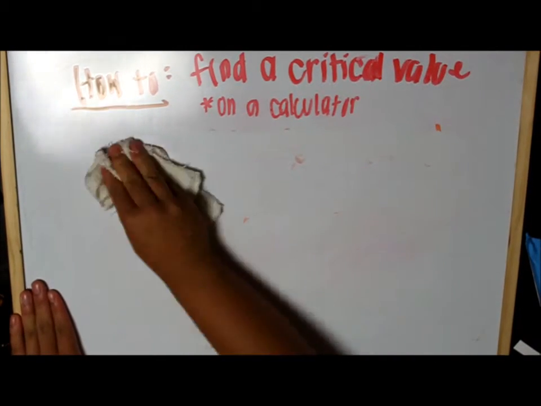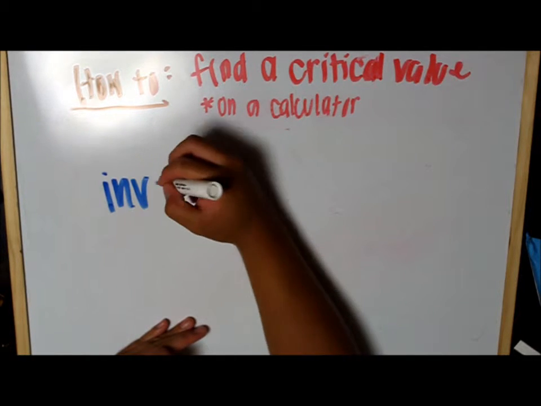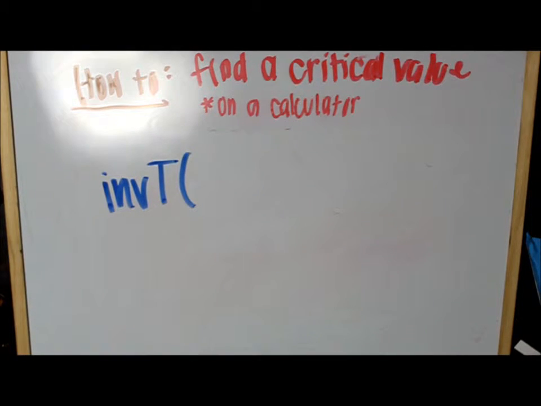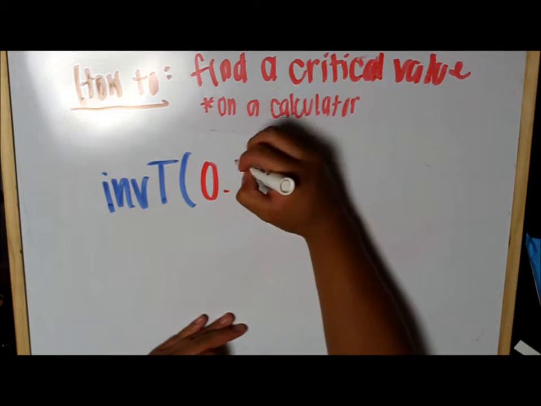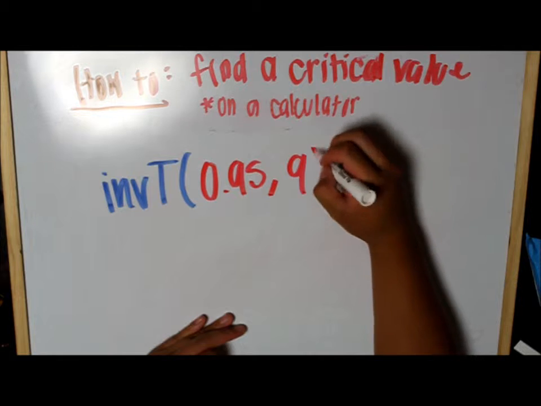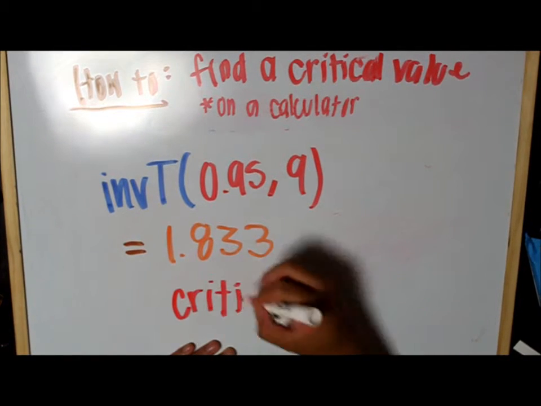So for example, if you wanted to find the critical value of a problem that needed a 90% confidence interval with a sample size of 10, you would put inv t 0.95 comma 9 close parentheses, and your answer would be 1.833.